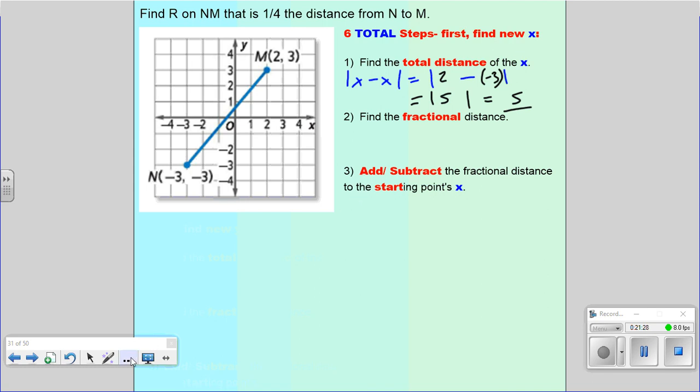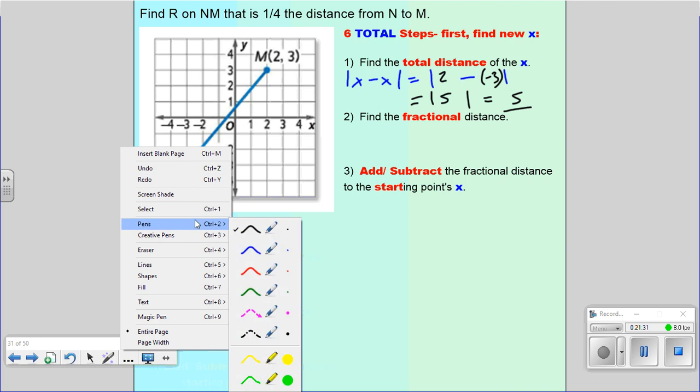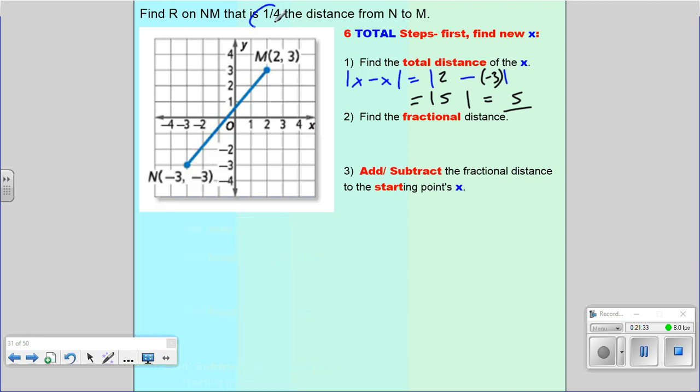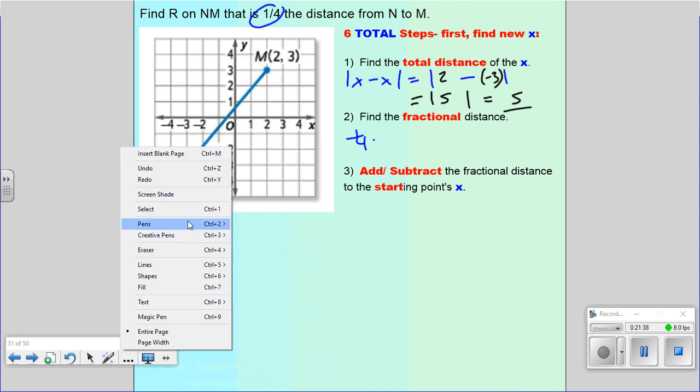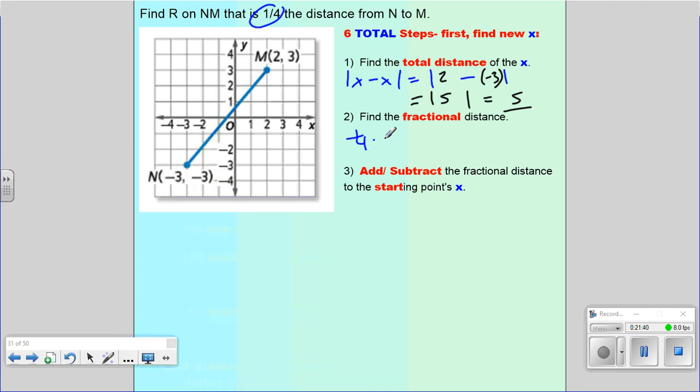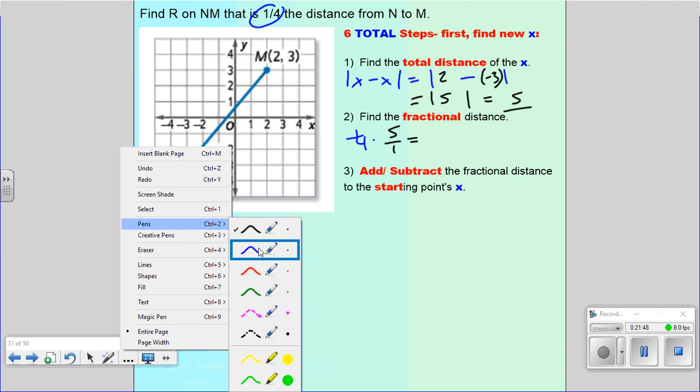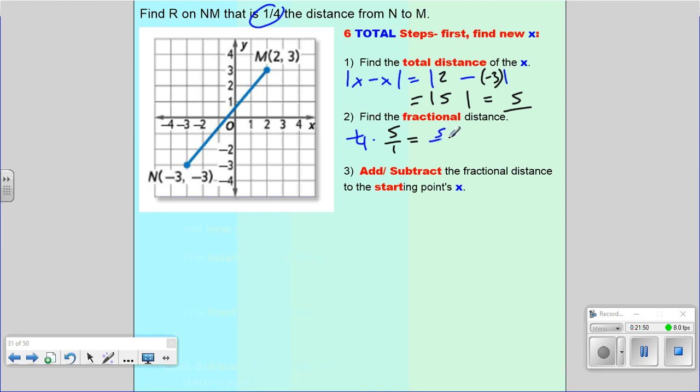Now we got to find the fractional distance using the fraction provided, 1/4. We're going to multiply that with our total distance, 5. We're going to put 5 over 1 to multiply. And when we multiply straight across, you would get 5 over 4, which is the same thing as 1.25. Either decide to keep it a fraction or change it to a decimal. That's fine either way.